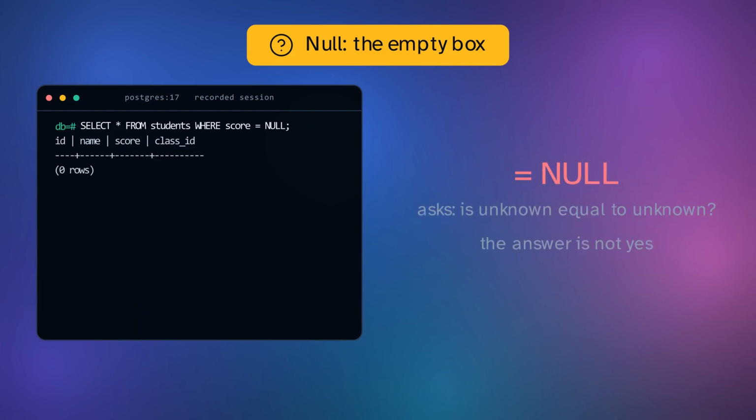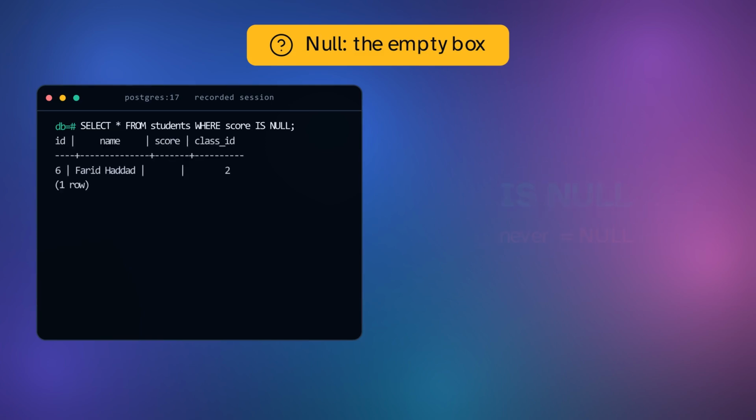Here is why, and it is actually logical. Null means unknown. So asking is this unknown value equal to that unknown value has no sensible answer. The database does not answer yes or no. It answers I do not know. And a row only comes back when the answer is a definite yes. The correct way is different wording, where score is null, not equals null. And there he is. Look at the score column in that answer. It is not 0, it is blank.